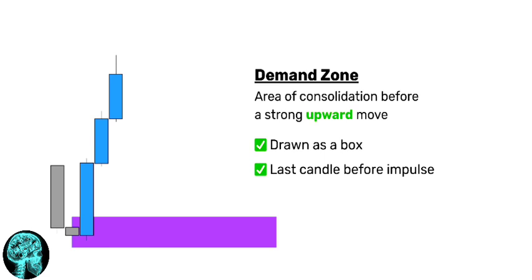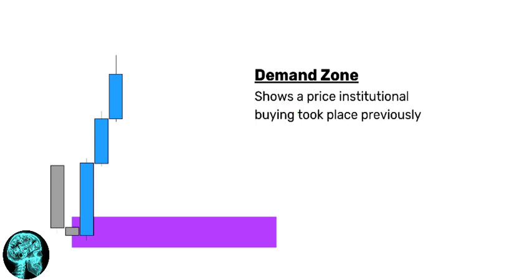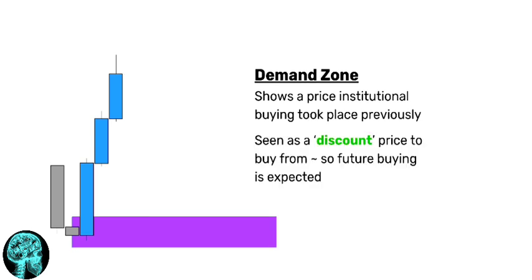And the idea is that a demand zone shows a price that institutional buying took place previously. So very large players in the market placing very large orders. That's why we get these big drives away, and that's what a demand zone is indicating. The idea here is that this is seen as a discount price to buy from. So future buying is expected if price returns to this level.